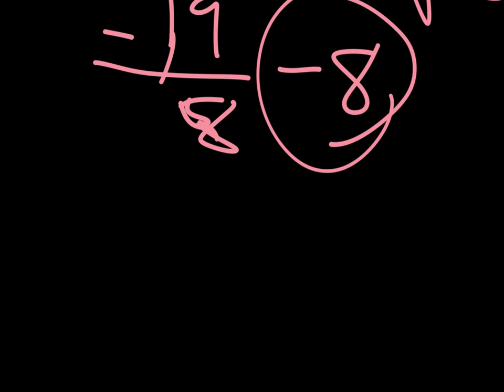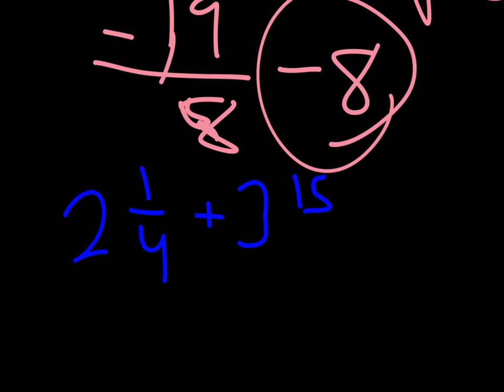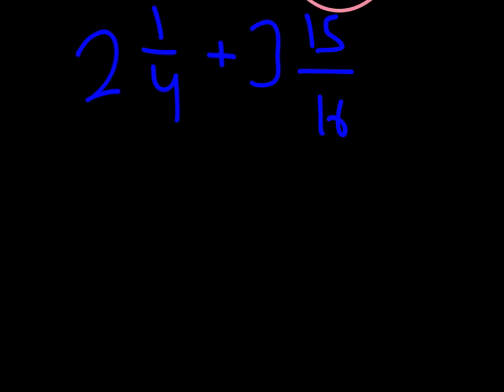If we have something like 2 1/4 plus 3 15 over 16ths, what you have to do is get similar denominators before we can add them, okay? So, let's scroll down a little bit. The way we get this to be like this is we have to multiply the denominator by 4. We multiply the whole fraction by 4 over 4, okay?